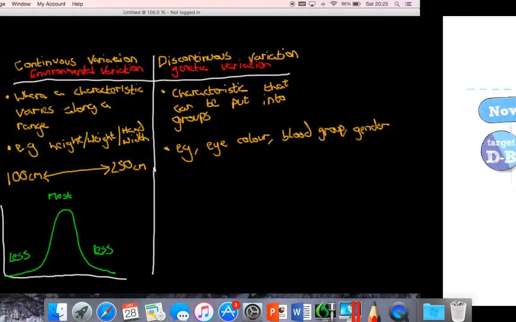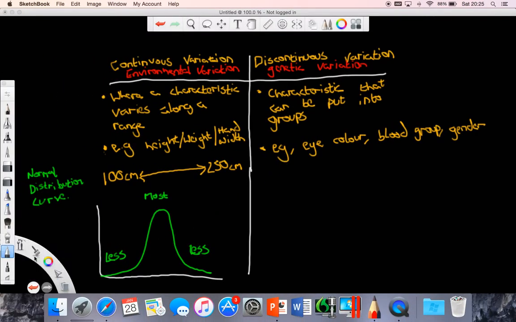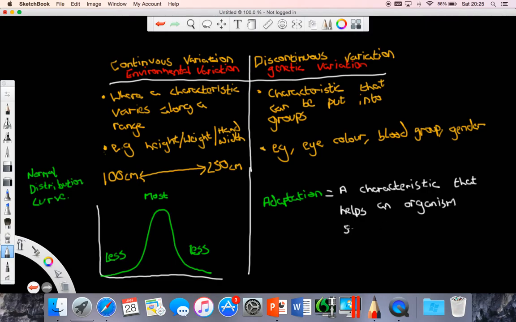Okay? So, if we go back to here, we can define an adaptation. It does not have to be in this column, but usually adaptations are genetic, okay? But it doesn't necessarily have to be. So an adaptation is defined as a characteristic that helps an organism survive in its environment. Okay? So, an adaptation is a characteristic that helps an organism survive in its environment.